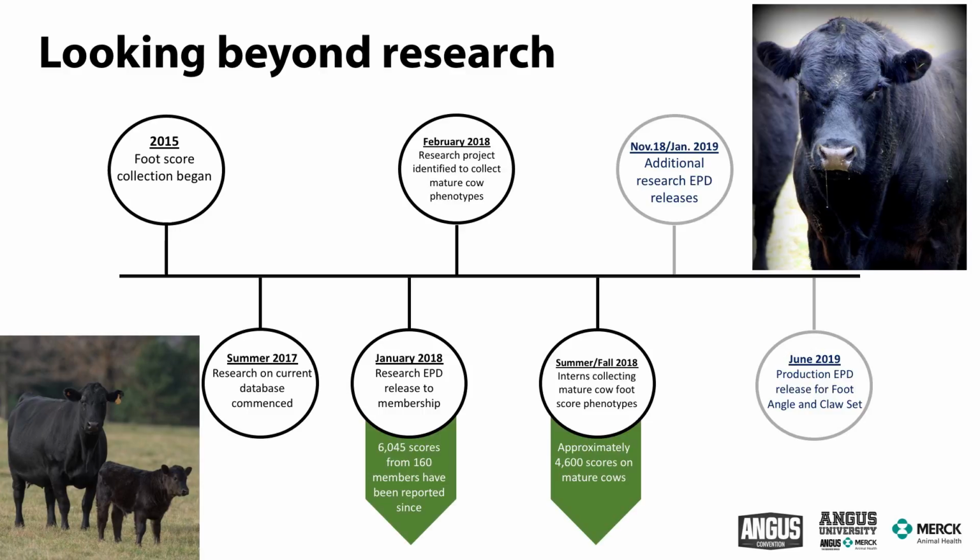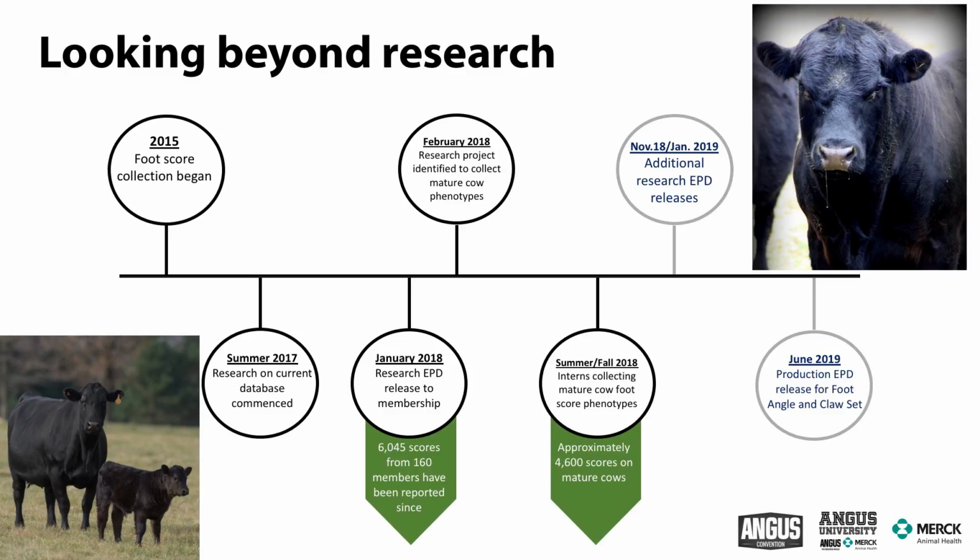And so where are we at today? We started collecting these foot score EPDs in about 2015. Since that time, we did our preliminary research analysis back in the summer of 2017. We released your first research EPD in 2018. Since that time, we've collected about 6,000 more scores from 160 different members, in addition to the 12,000 we had to work with in summer of 2017. We basically initiated that research project in February of 2018. Through that research project, we've collected 4,600 foot scores on individual mature cows, ages 2 through, I believe, 9.